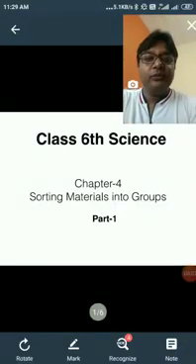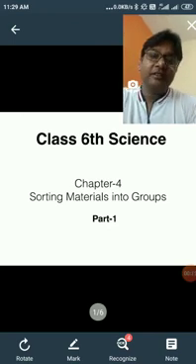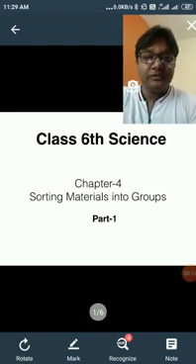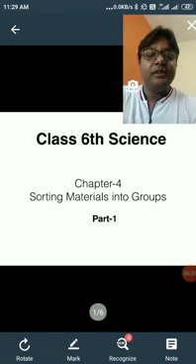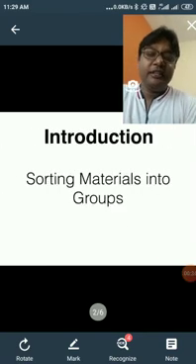Hello students, we are going to learn about chapter 4, sorting materials into groups. In this chapter we learn about the sorting method and how we can sort materials on the basis of their properties. So we are going to learn about certain properties also. This is part 1 in which we learn about a few properties, and in part 2 we learn about some other properties also. So students, what do you understand by sorting materials into groups?